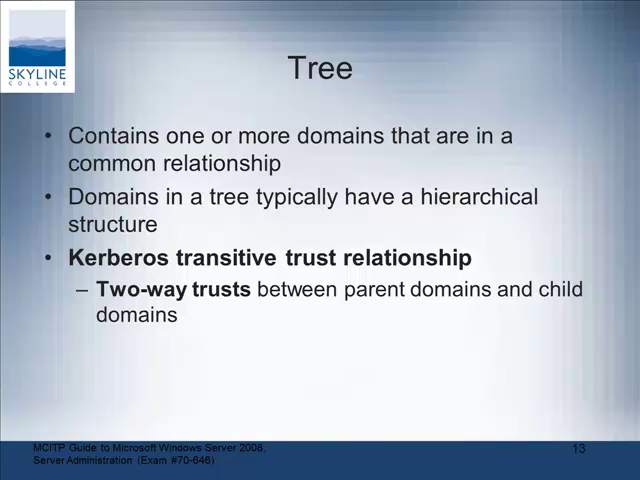Kerberos, transitive trust relationships. These are some words that they love you to know. Kerberos, of course, you've already heard, but transitive trust relationship, two-way trust. A transitive trust means that if A trusts B and B trusts C, then A trusts C. Windows 2000, 2003, and 2008 are transitive trusts. Windows NT 4.0 are non-transitive trusts: A trusts B, B trusts C, A does not trust C.